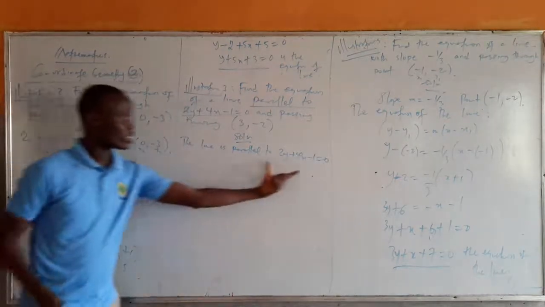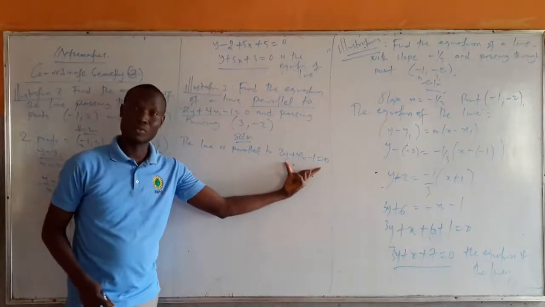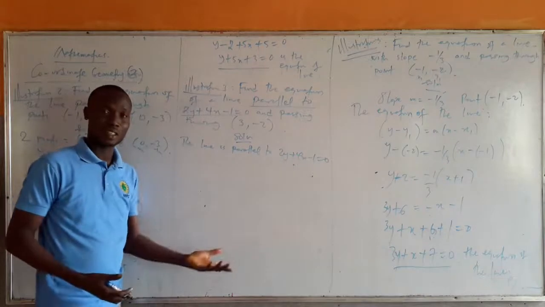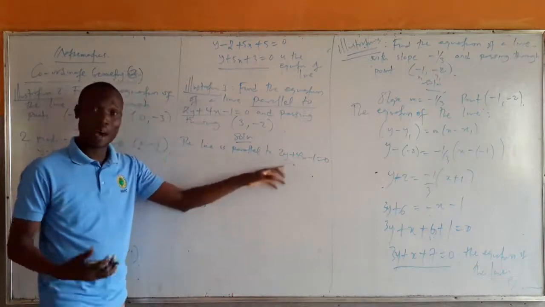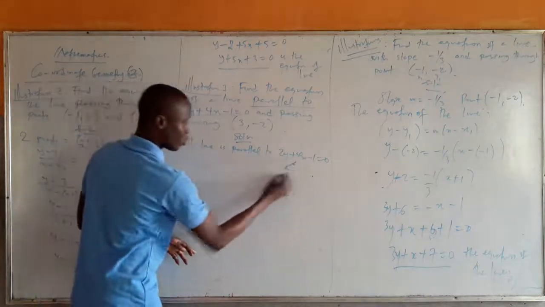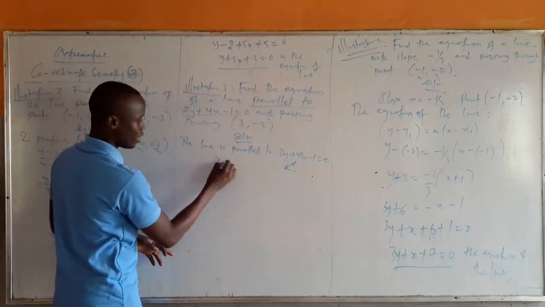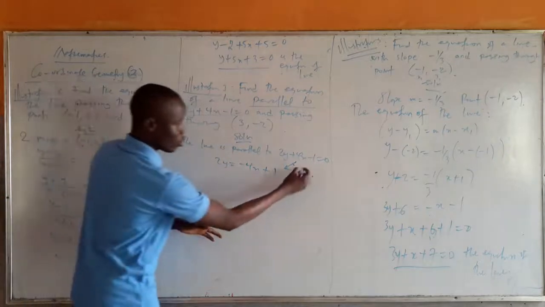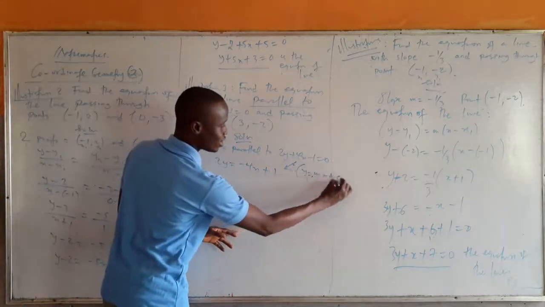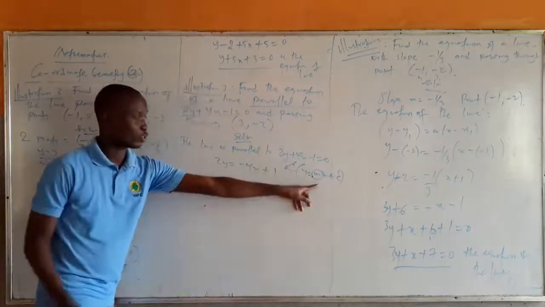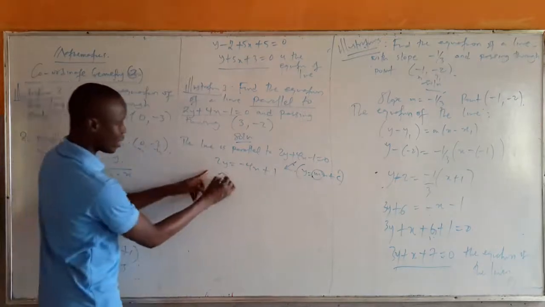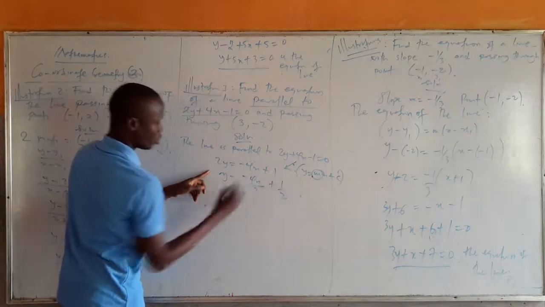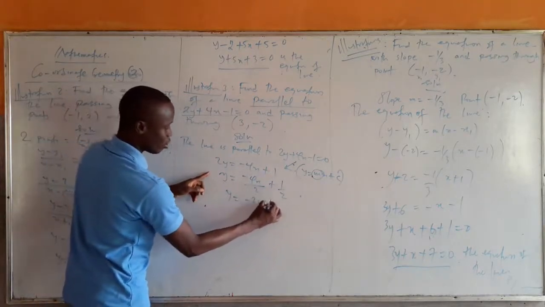So the question is, what is the slope of this line? If we're able to get the slope of this line, it will be the same slope as the line we're looking for. Can we get the slope of this line? Yes, we can. How do we get the slope of this line? We make y the subject of formula. Here we have 2y equal to minus 4x plus 1. Remember, I have to write it as y equal to mx plus c, where m will now be the slope, isn't it? So that's what I'm trying to do here. So we have y equal to minus 4x over 2 plus 1 over 2. So we have y equal to minus 2x plus half.